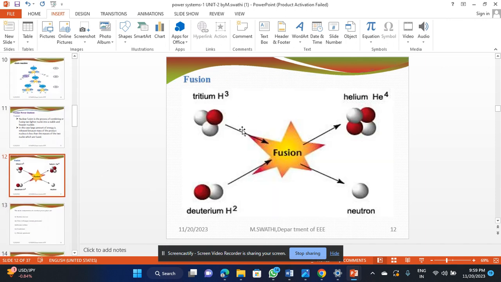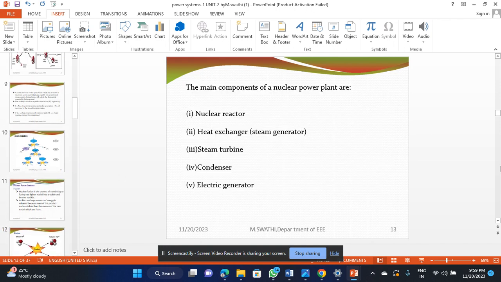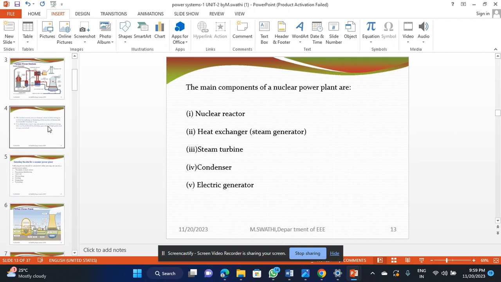So this is our nuclear fusion process. Here the two lighter nuclei are hydrogen H2 and helium or tritium. When these two lighter nuclei are combined together, they release a large amount of heat energy. Okay, so this process is called the nuclear fusion process.